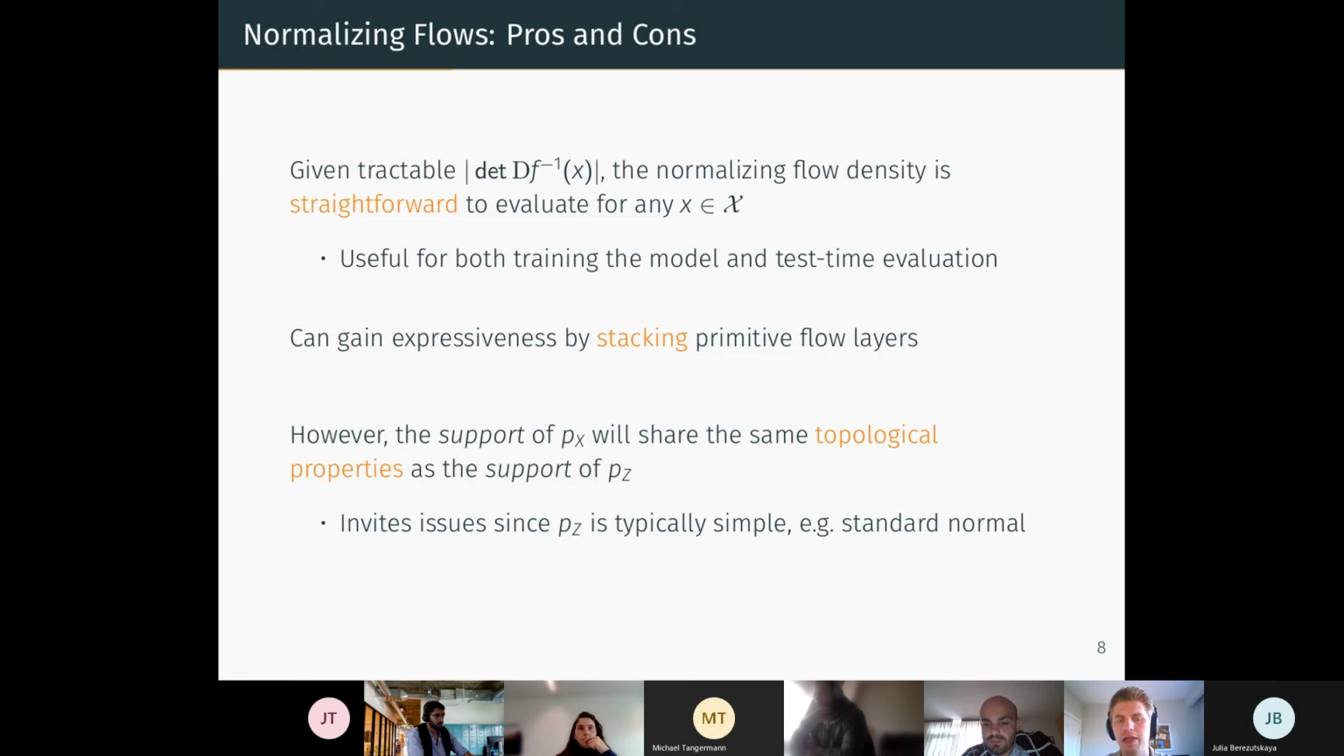But one issue that bijectivity imposes is that the support of your model has the same topological properties as the support of your prior. This is a bit problematic because your prior is typically a simple distribution, like a standard normal. And so if you want to model any sort of complicated densities, this suggests that maybe normalizing flows are not the tool that you should be using, because they might be a bit misspecified in that regard. They can still get close, but maybe they're a bit underpowered from the start.